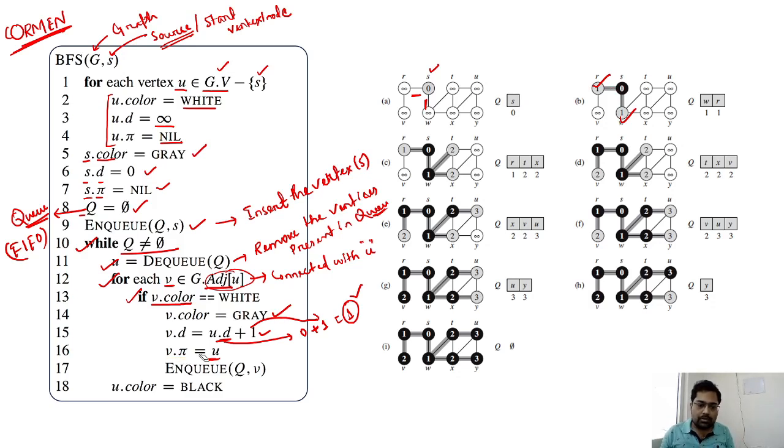Okay, then enqueue means we need to insert the v's which we found, like w and r are getting inserted. After this, u dot color is equal to black. Clear, no? So u dot color equal to black means the previous vertex from which we started will be converted to black. Clear? So this is how the algorithm runs.